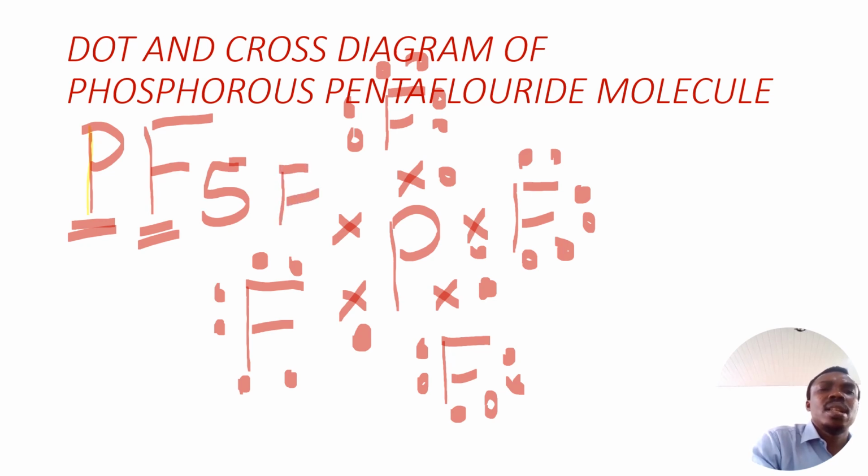If you look at phosphorus, this is the central atom. It has completed how many electrons? 1, 2, 3, 4, 5, 6, 7, 8, 9, 10. So which is expanded octet, which is more than 8. So this is an example of what? A molecule that deviates from the octet rule in the formation of what? Covalent bond. So please, I want us to take note of that.